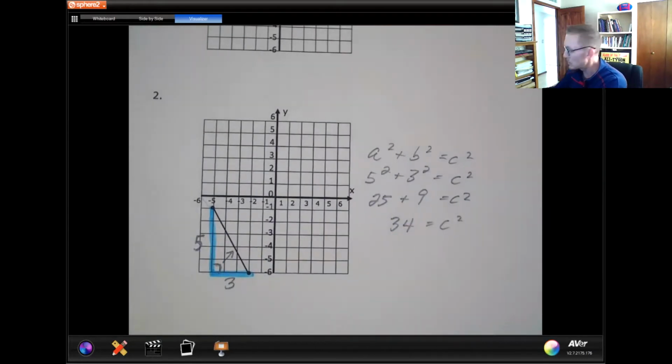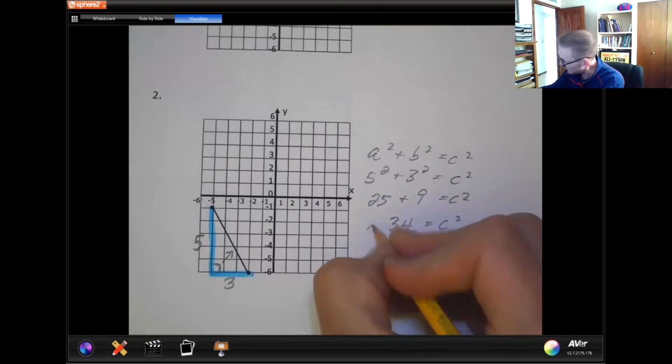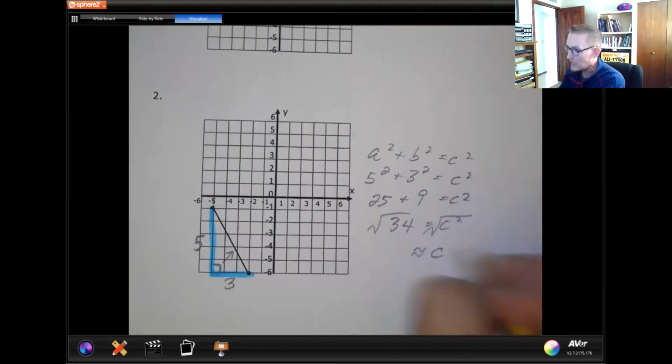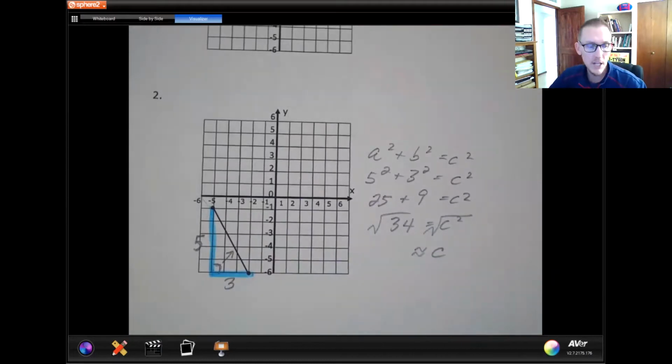We're going to undo the squared with a square root, and then we get C equals. Now I'm going to put a wavy equal sign in here because this one is not perfect. The square root of 34 is not a perfect square. This is the piece that's going to start to come into our Pythagorean theorem questions: they're not all going to be perfect. So we're going to have to now round our decimal.